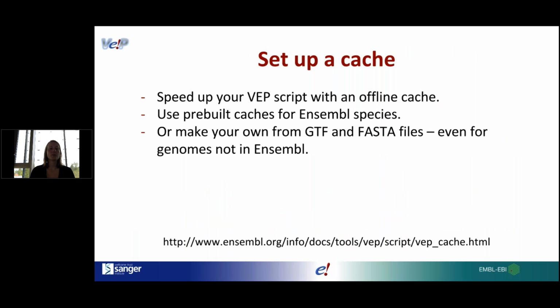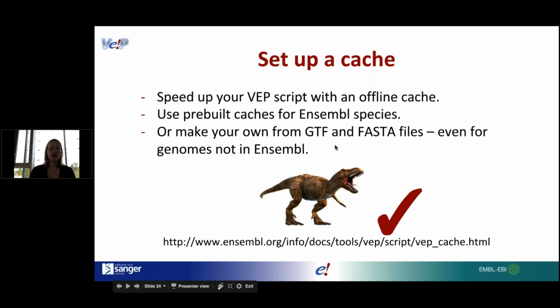So what you can do is set up a cache. We have different versions of the VEP, including just a script that you can run from the command line, and you can build an offline cache which will speed up the running of this script. So we have pre-built caches for the species that I showed you on the previous slide, but you can also make your own cache just from GTF and FASTA files. So in other words, the VEP is compatible with all species, even those for which we don't directly have variation databases available. And there's more information on creating a cache at the link.